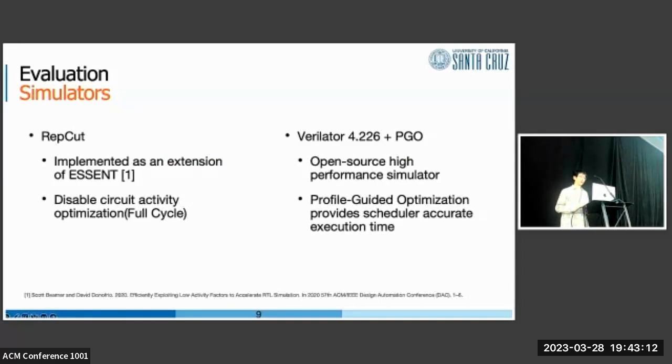And for comparison, we use Verilator-based Replication-Aided simulation, a state-of-the-art open source high-performance RTL simulator, which has similar or better performance compared with commercial RTL simulators. We also enable the Replicator's profile-guided optimization, which provides the Replicator's scheduler with accurate execution time information collected from profiles. Replicator without PGO is not shown here due to page limitation.